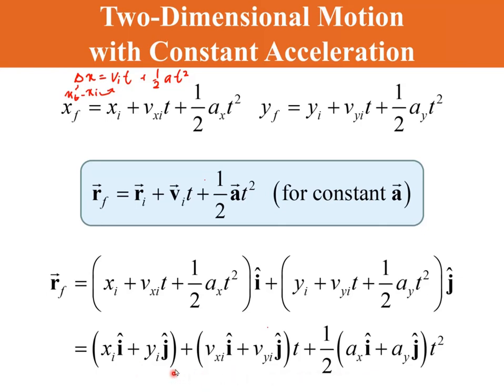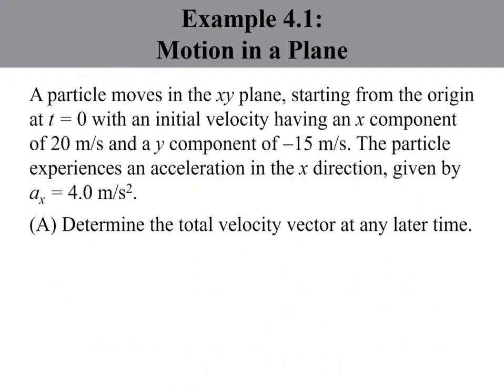So we factorize in terms of x and y, and then vx and vy, and then the third term, half a t squared, where half and t can be taken out. And for the second term, t can also be taken out. So we can rewrite the equation as this. Let's see how this equation is used in an example.